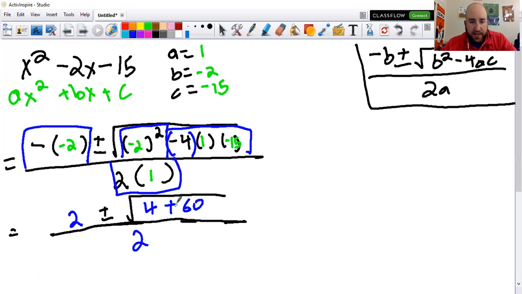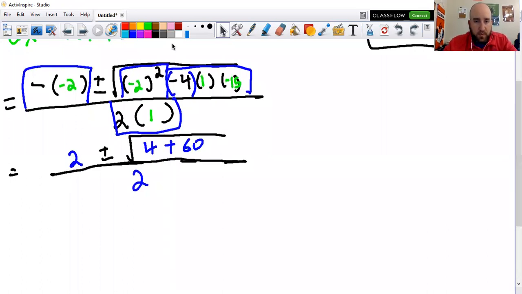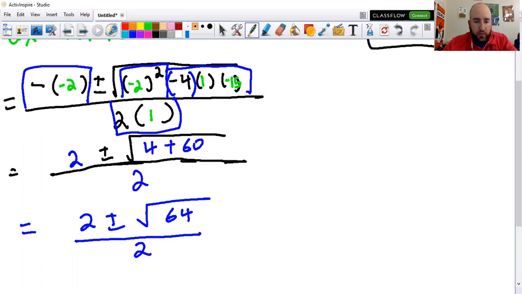Next thing to do is to try to simplify the square root as much as I can. So I'm going to start by combining what's inside. Let me drag it down a little bit. It's going to let me drag it down. There we go. All right. So 2 plus or minus the square root, 4 plus 60 is 64, over 2.